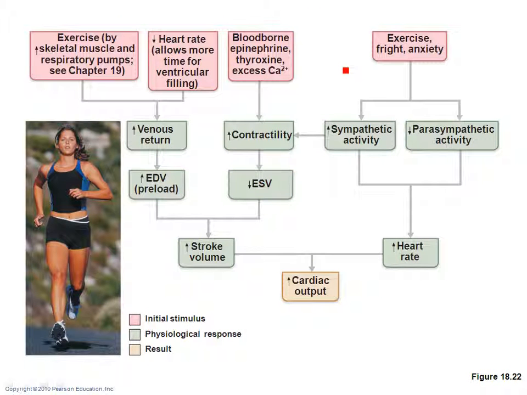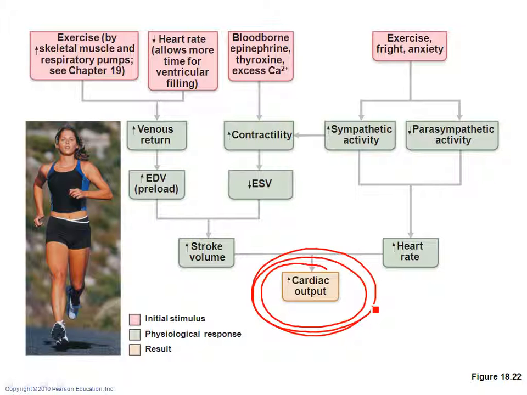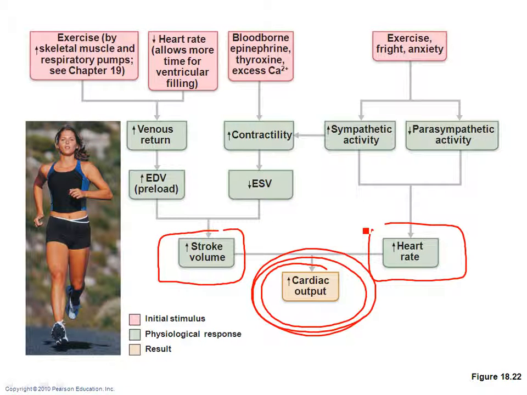This is another one of those fairly complex diagrams in your textbook, but it's a really good one, and you should take a look at it because it's showing you the different physiological events that can occur and combine together to lead to an increase in cardiac output. If you look at the little diagram here, we know that increasing our stroke volume and increasing our heart rate, both of those will lead to an increase in cardiac output.